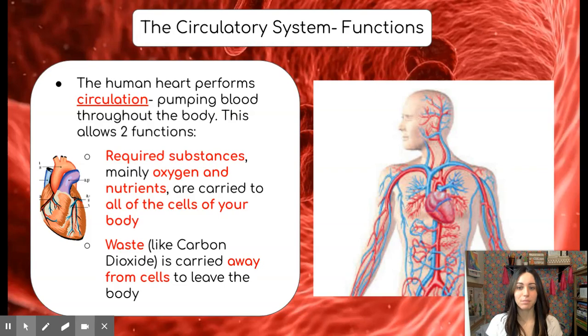It is vital that blood is pumped to all areas of the human body in order for two things to occur. Firstly, blood allows required or needed substances, primarily oxygen and nutrients, to be carried to every single cell of your body because your cells need oxygen and nutrients in order to survive and function. Secondly, the pumping of blood or the circulation of blood allows waste, primarily carbon dioxide, to be carried away from our cells and eventually be allowed to leave the body.